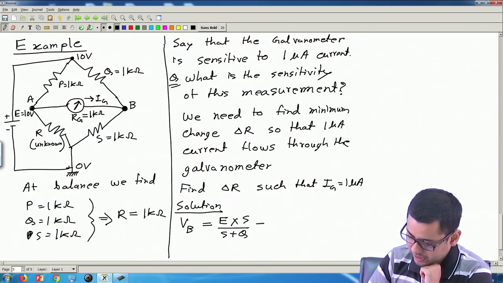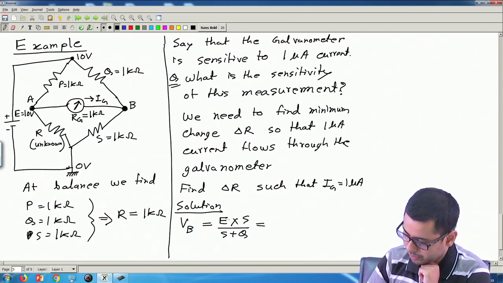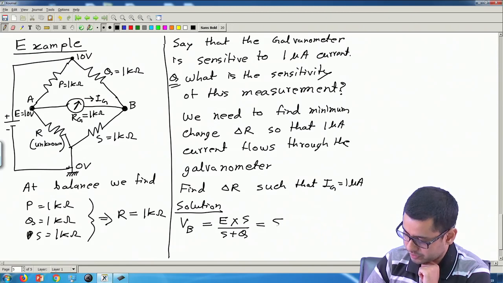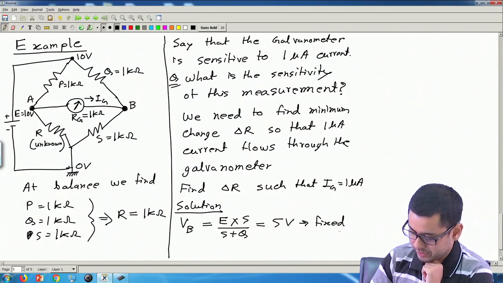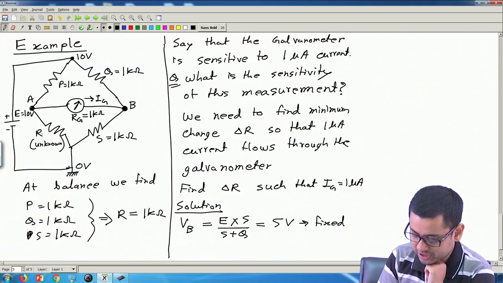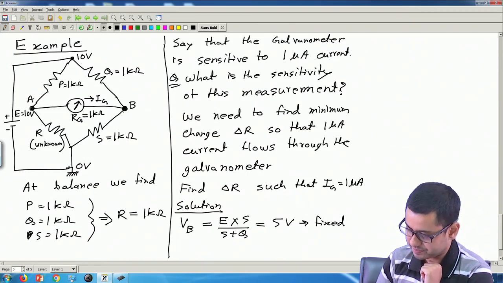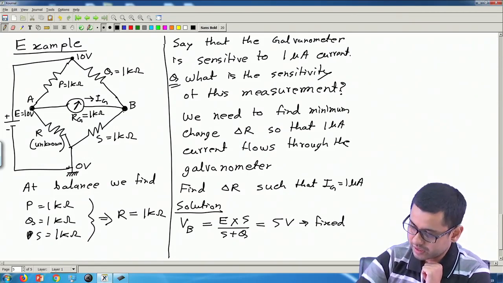So this is VB. Now if you put the values, it will come out to be 10 volt, 1, 1, 1, so 10 by 2. So this will be 5 volt, and this is fixed. Fixed in the sense, even if R becomes R plus delta R, this potential is not going to change.